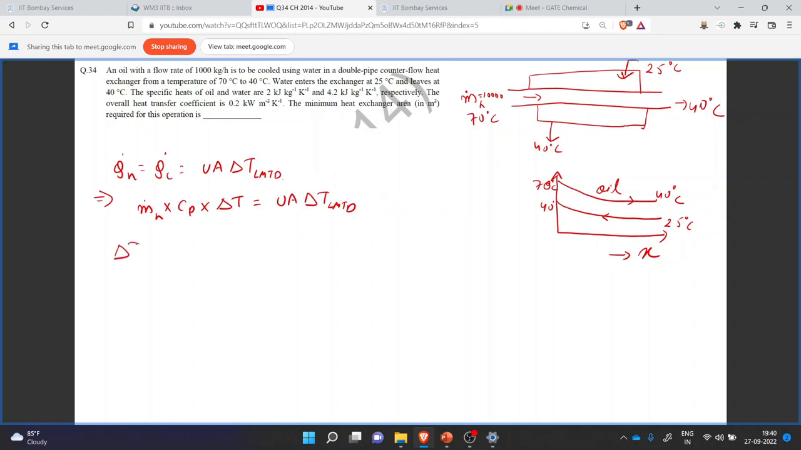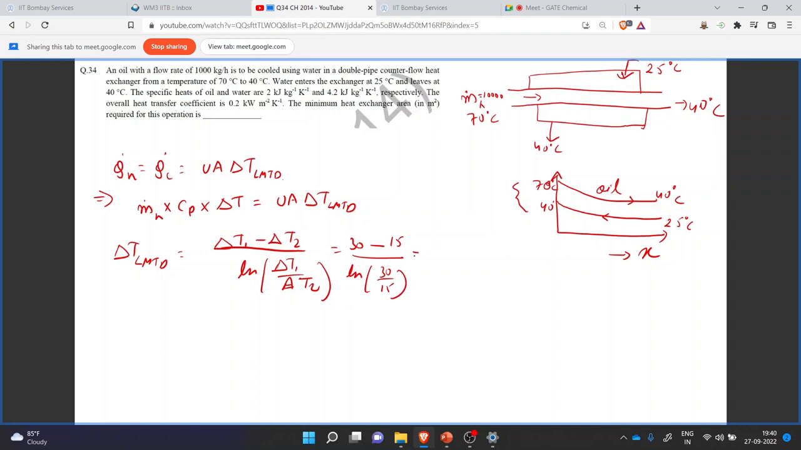Let's just calculate the log mean temperature difference. LMTD will be delta T1 minus delta T2 upon ln of delta T1 upon delta T2. Here delta T1 will be this temperature difference, so that is 30 degrees Celsius, and delta T2 is this temperature difference, that is 15 degrees Celsius. So the LMTD we can write as 15 upon ln of 2, and it will come around 21.64 degrees Celsius.